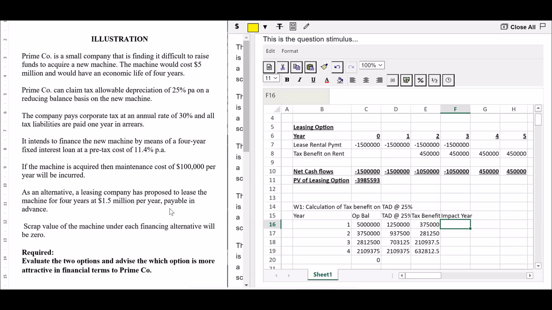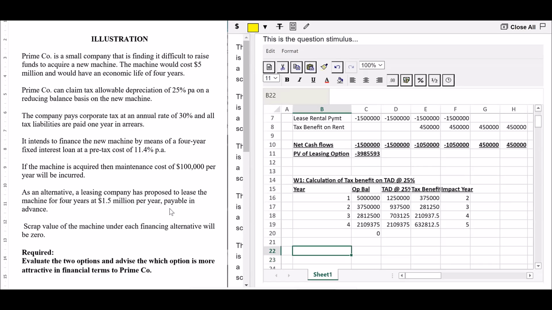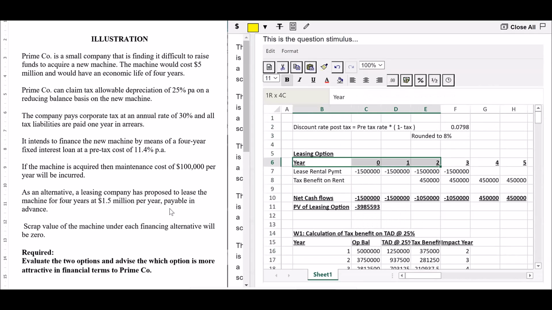And further, as specified in the question, the impact is going to be in arrears, which is going to be 2, 3, 4, and 5. Now we are done with the calculation, the working note for calculation of tax benefit on tax allowable depreciation. I'm going to use this information in order to find out the present value of buying option. Present value of buying option. Copying the years.